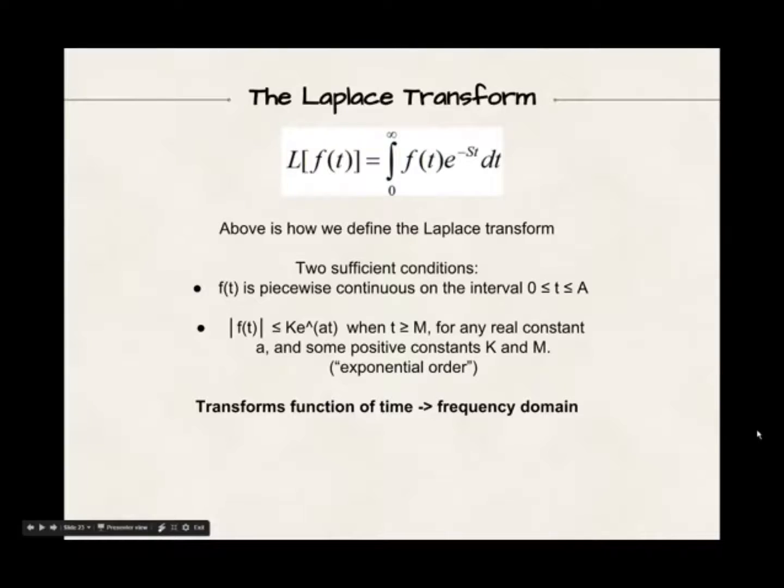Laplace transform. L of f of t is equal to the integration of f of t times e to the negative st from 0 to infinity. It has to fulfill two sufficient conditions. f of t is a piecewise continuous function on the interval from 0 to a, and the absolute value of f of t must be less than or equal to k times e to the at, where t is greater than or equal to m for any real constant a and some positive constants k and m. Any transformations on the function of time means you change the frequency domain.